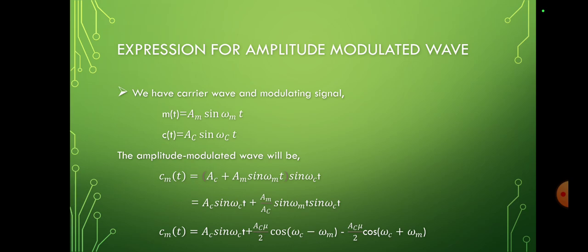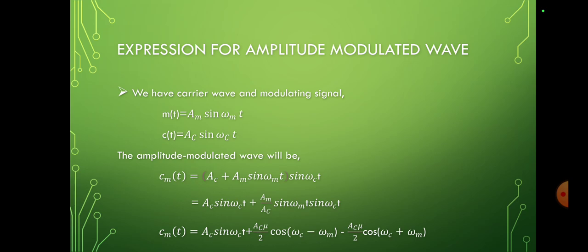We are superimposing the modulating signal onto the carrier wave and also varying the amplitude of the carrier wave in accordance with the amplitude of the modulating signal. The amplitude modulated wave Cm of t will be Cm of t is equal to (Ac plus Am sin omega m t) into sin omega c t, which is equal to Ac into (1 plus Am by Ac sin omega m t) into sin omega c t.